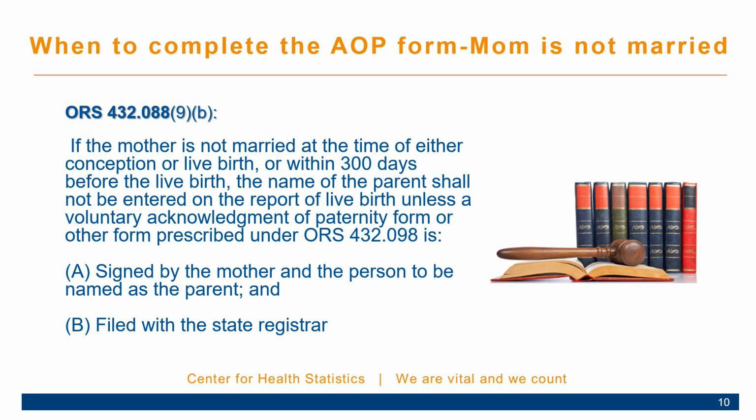So, when should you offer the AOP form? According to law, ORS 432.088, if the mother is not married at the time of either conception or live birth or within 300 days before the live birth, the father will not be listed on the record unless an acknowledgement of paternity is signed by the mother and the father and then filed with the state registrar.